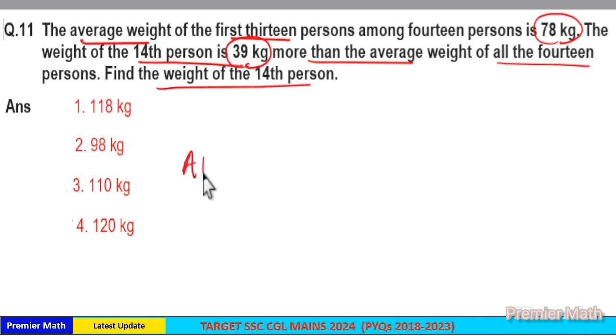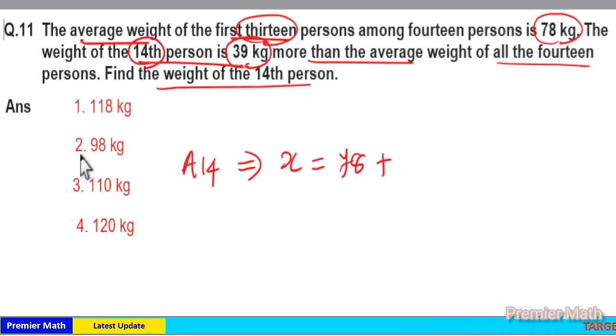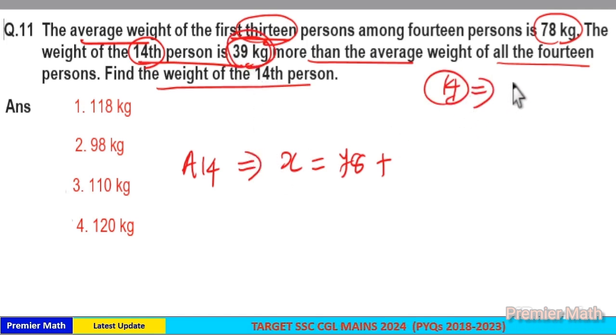Here consider the average of 14 people as X. Now the average of the first 13 people is 78 kg. Now the extra one is the 14th person. And here the 14th person's weight is given as 39 greater than X. Average means equal distribution. That is, the average of 14 is X means each of these 14 people should reach the value X.